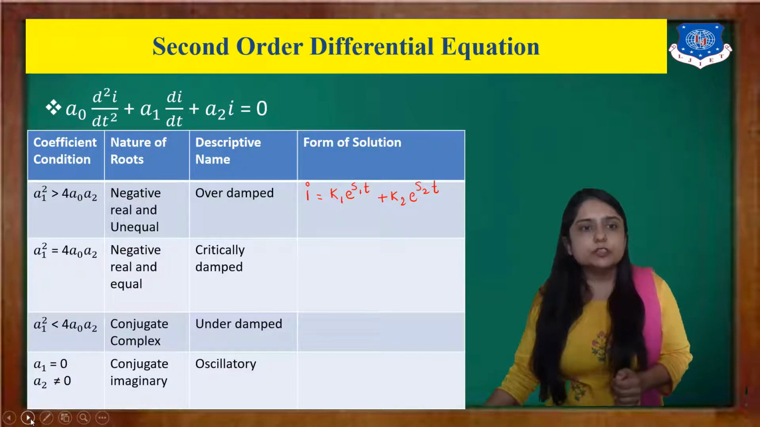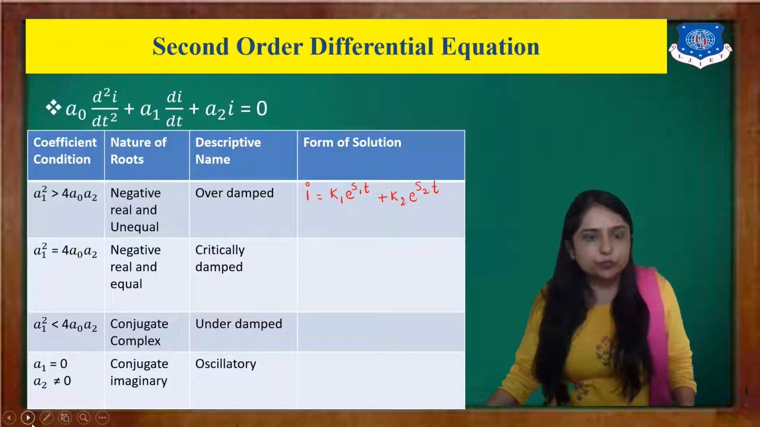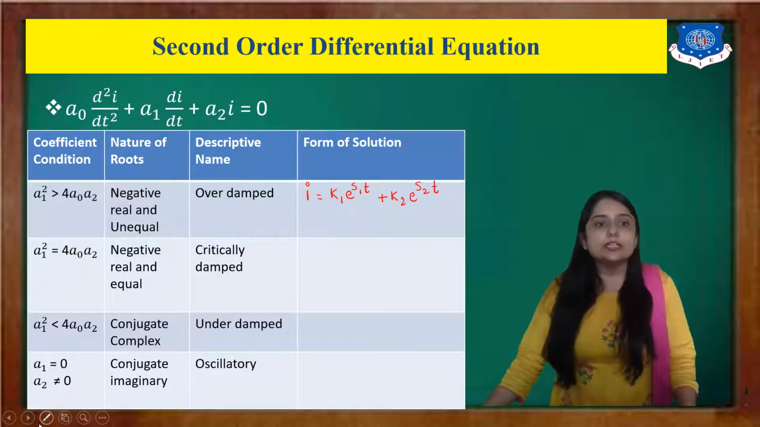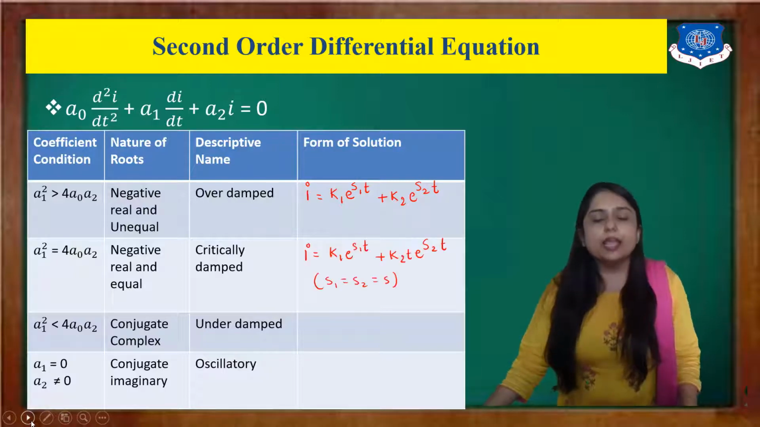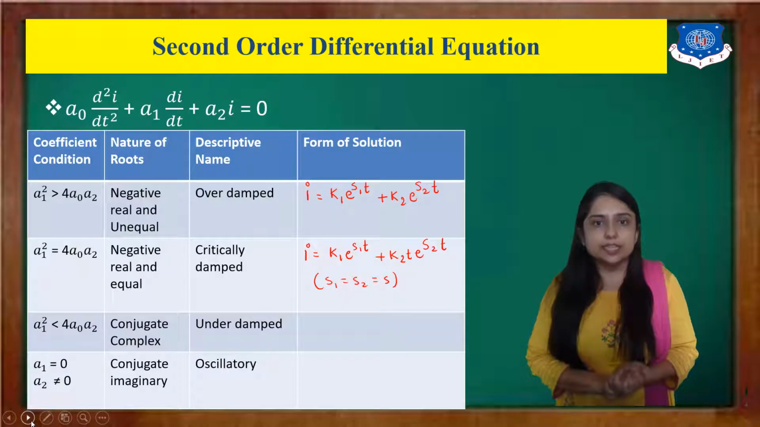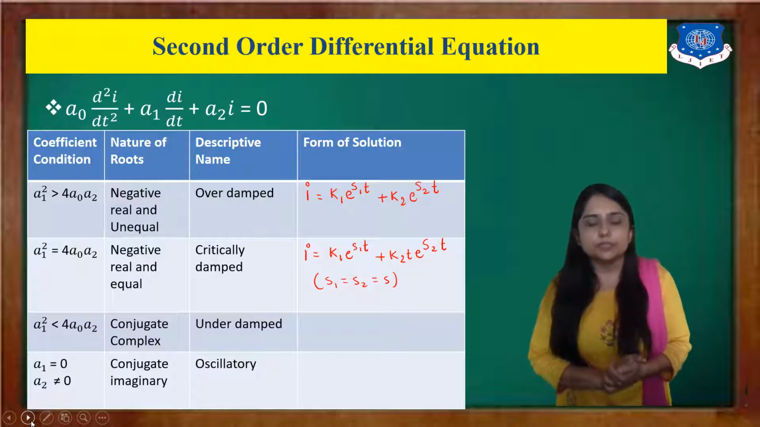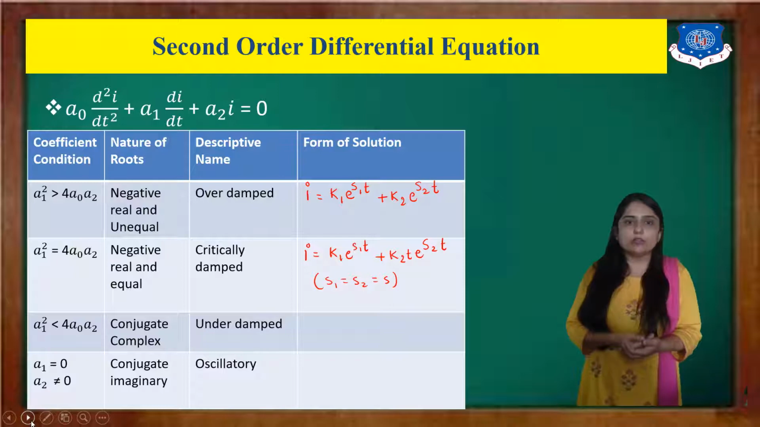Then the second type: if A1 square is equal to 4 A0 A2, then the roots are negative, real and equal, and the system is a critically damped system. The solution of i is K1 e raised to S1 t plus K2 t e raised to S2 t. Here my roots are equal, so S1 equals S2 equals S.